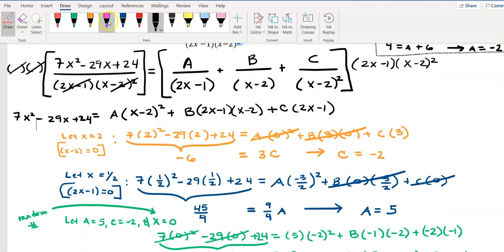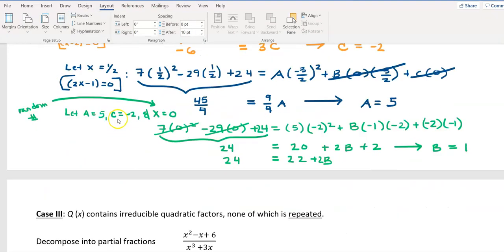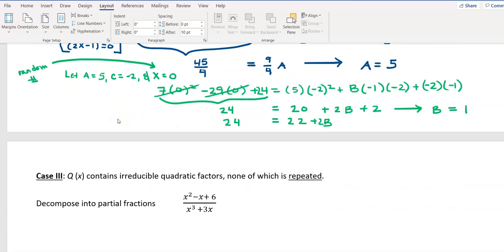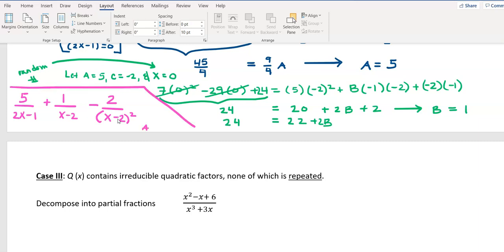So in this question, our answer is going to be, and I'll have to squeeze it down here, 5 over the first fraction's denominator, which is 2x minus 1, plus our b value of 1 over our second fraction's denominator, which is x minus 2. And then our third fraction's numerator was negative 2, so negative 2 over x minus 2 squared. So now we have our answer for our partial fractions.